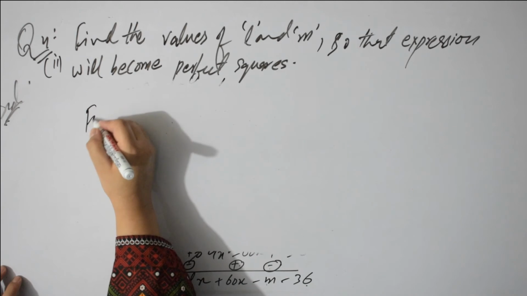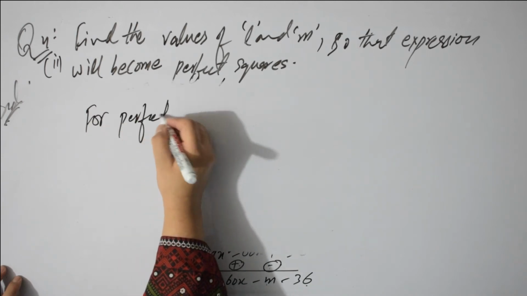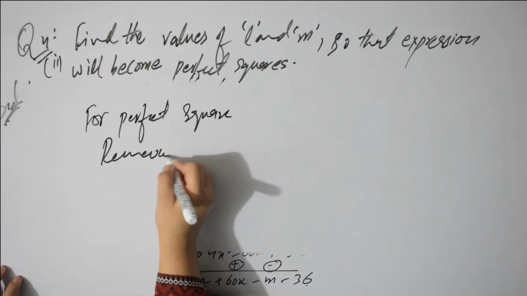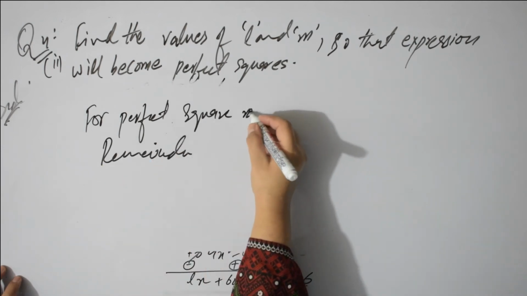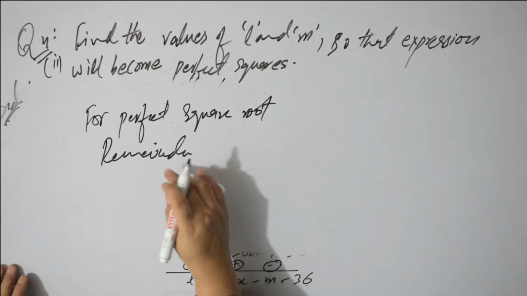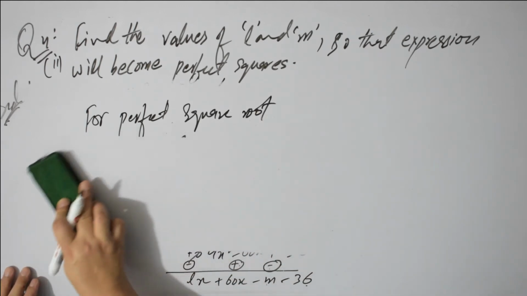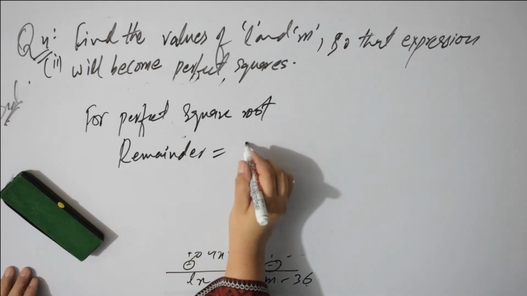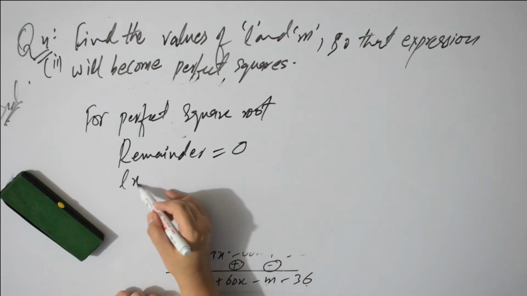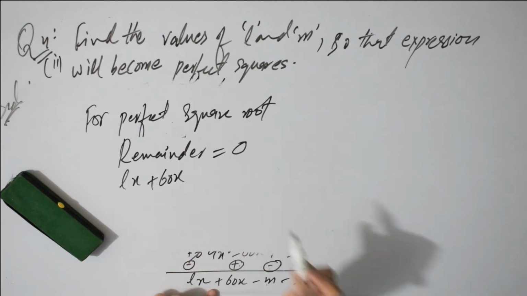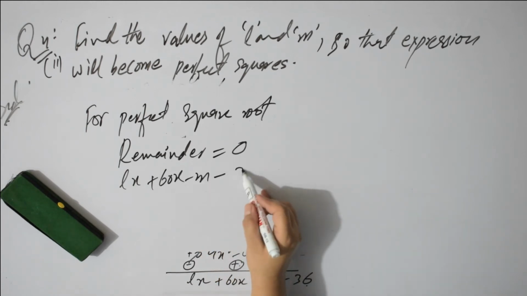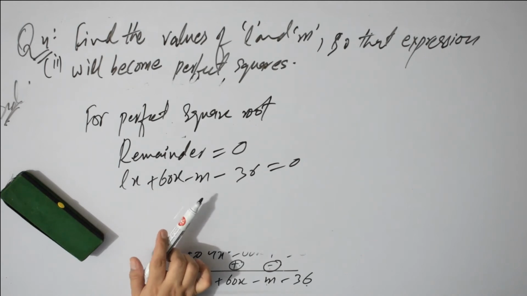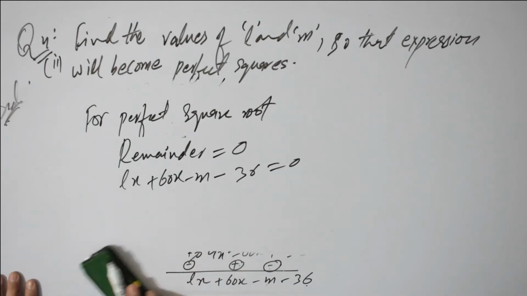You will write for perfect square remainder, perfect square root कहते हैं. ठीक है, remainder is equals to 0. What is your remainder? lx plus 60x minus m minus 36 is equals to 0. I am repeating, lx plus 60x minus m minus 36 is equals to 0.